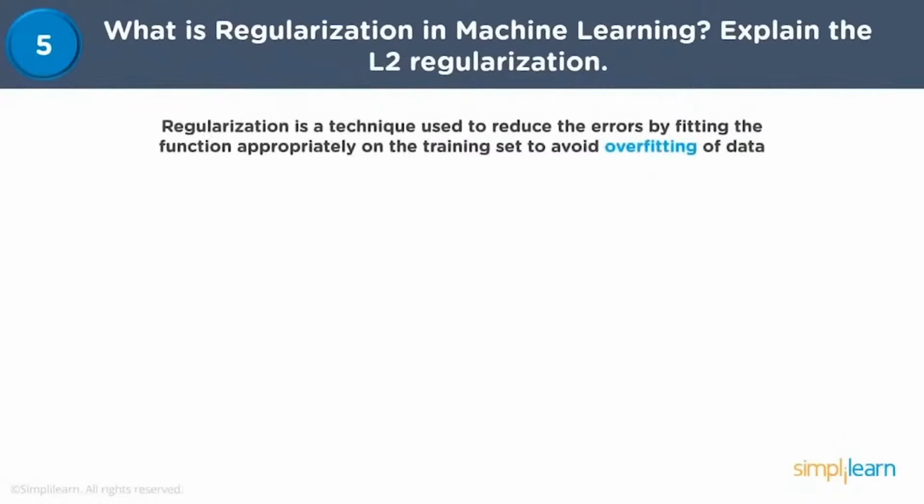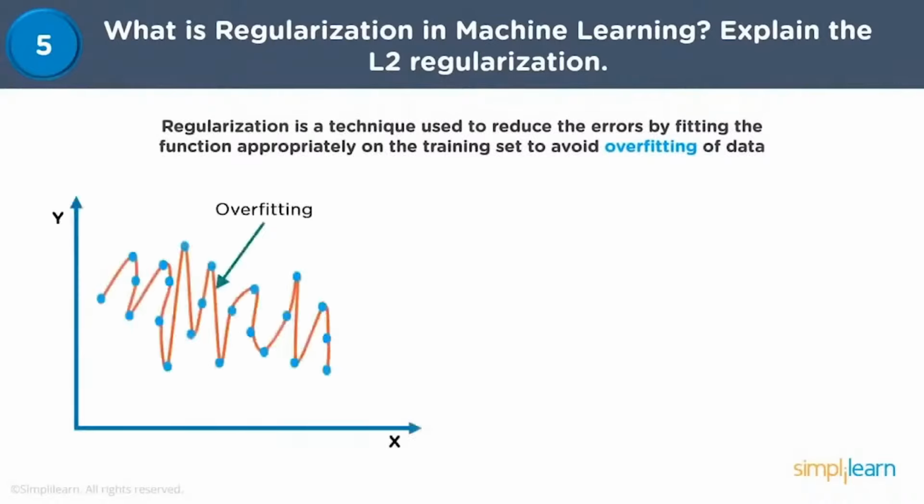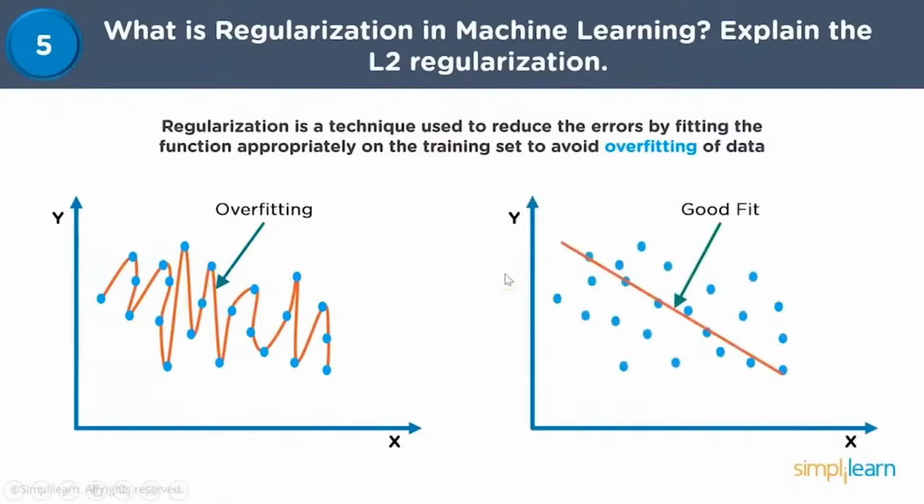So regularization is a machine learning technique that is used to reduce the errors by fitting the function appropriately on the training set in order to avoid overfitting of data. So overfitting happens when a model learns the detail and noise in the training data to the extent that it negatively impacts the performance of the model on new data. So here you can see we have a nice plot which shows how overfitting of data can be visualized, and here we have a good fit line over the same data points. So this is also known as the regression line.